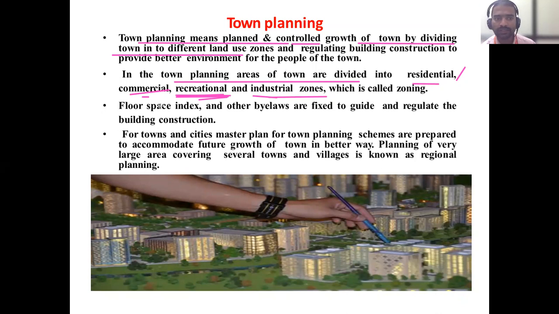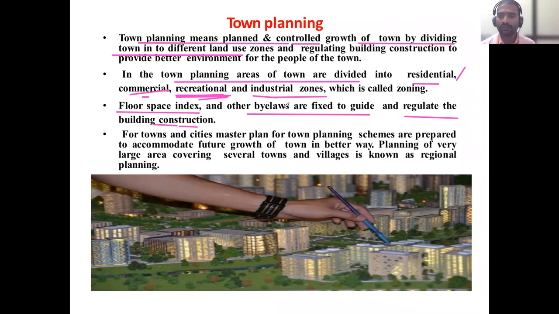Then in the town planning, there is one more term called floor space index, and other bylaws are fixed to guide and regulate the building construction. So in order to construct any building, we have to consider the floor space index and bylaws. Can anybody tell me what is bylaws? Bylaws मतलब क्या है? Set of rules. Yes, set of rules and regulations for that particular area.